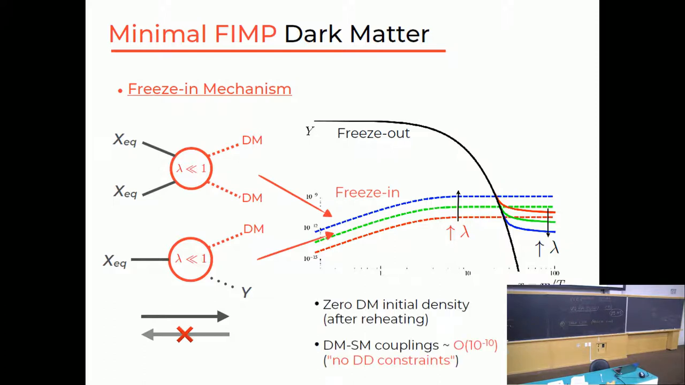This, of course, relies on two very important assumptions. First, we start with zero dark matter number density after reheating. This is a strong assumption, not always well justified, but typically it's assumed. And it relies on very small coupling. So your dark matter-standard model, or dark matter thermal bath, couplings have to be of the order of 10 to the minus 10. Okay, so super tiny couplings. We're really talking about very, very small couplings here.